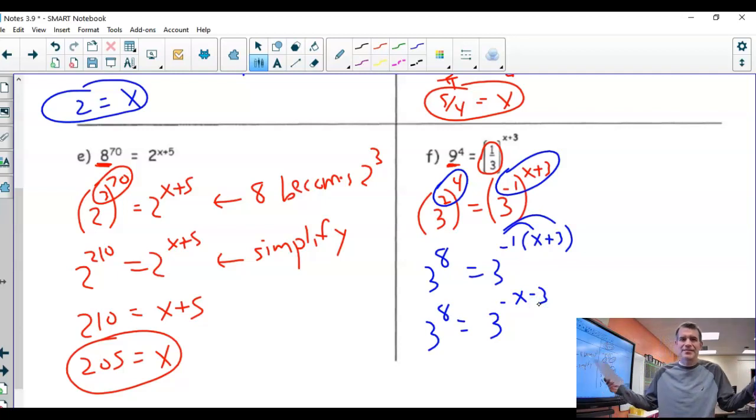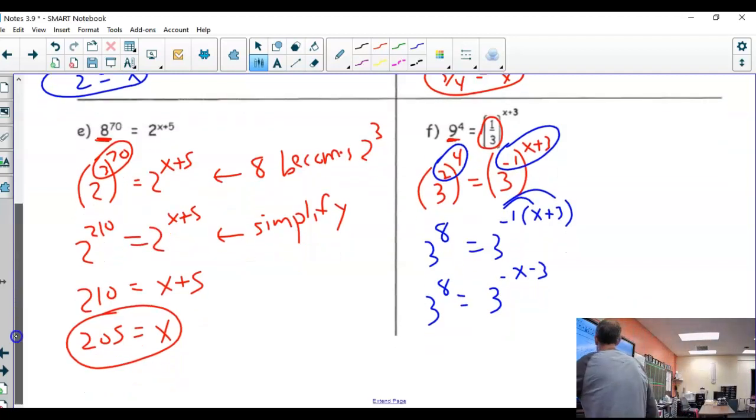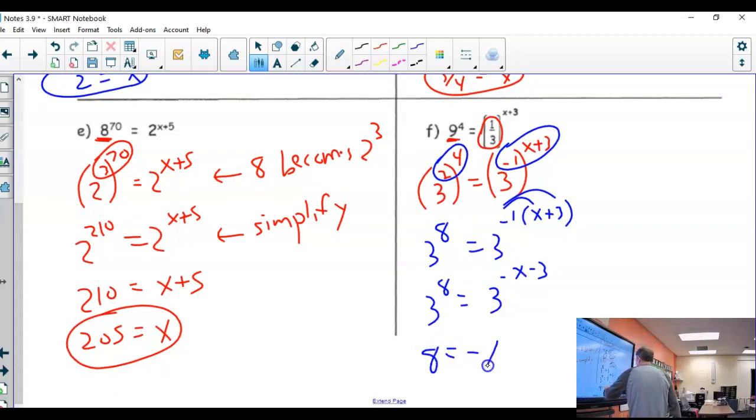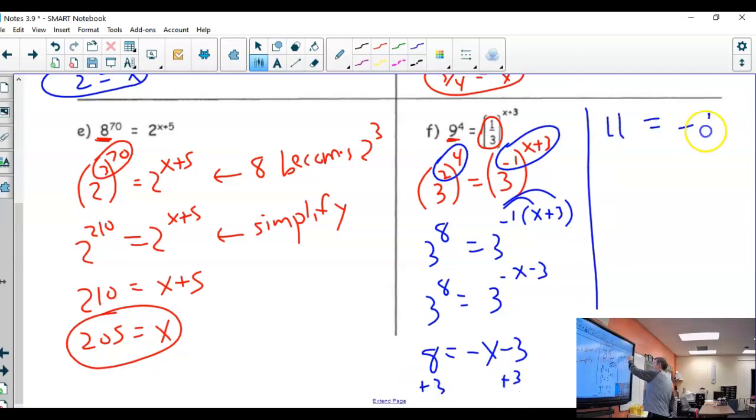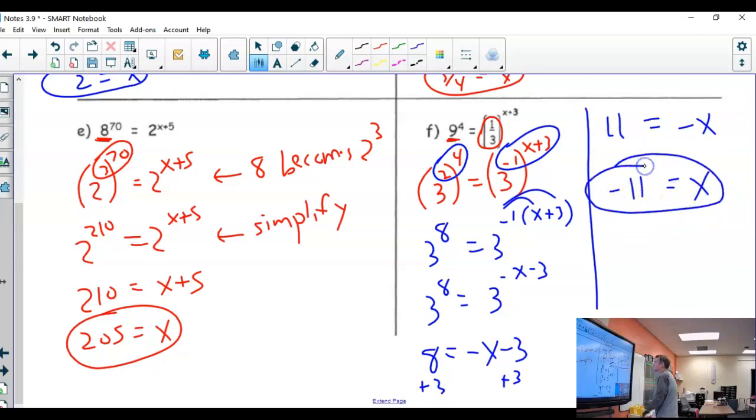And I have made the bases the same. And now, finally, I can set the exponents equal to each other. 8 would equal negative x minus 3. Or if I add 3 to both sides, I get 11 equals negative x, or x equals negative 11.